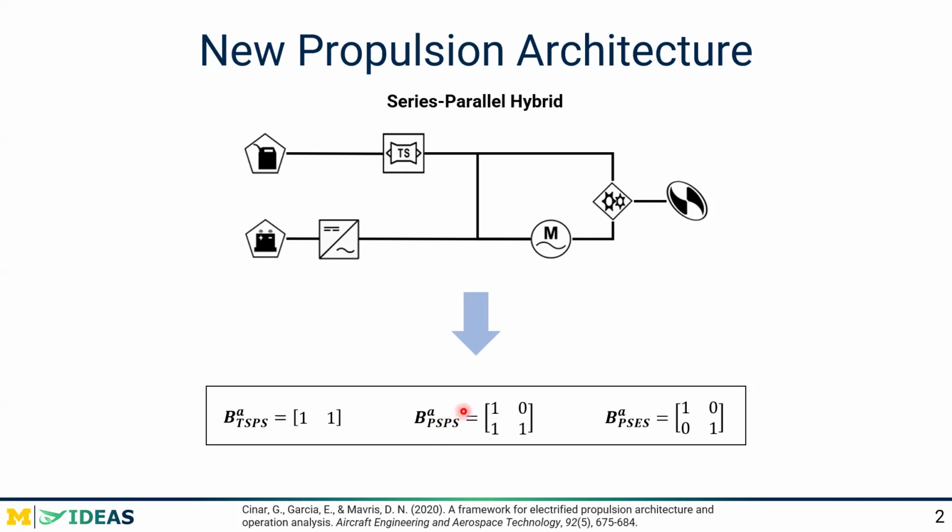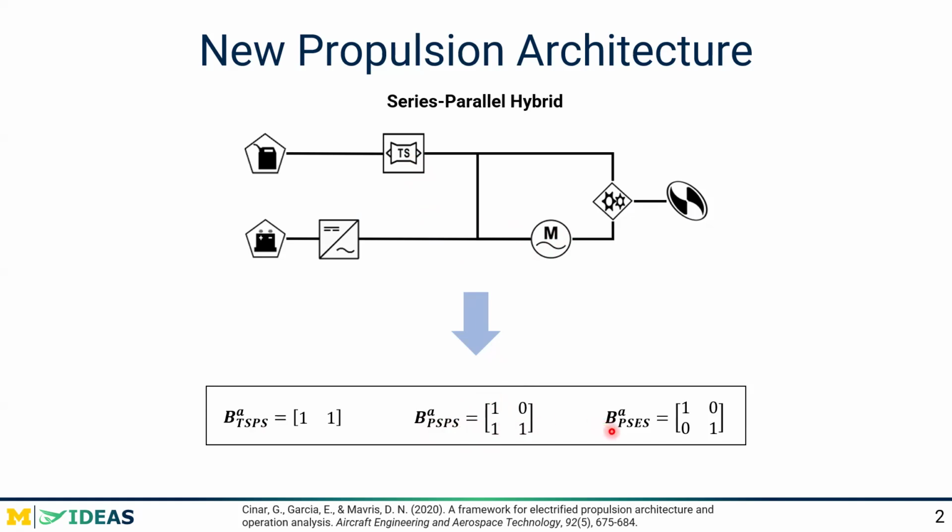Again, each power source drives itself, which is why we have the 1s on the diagonal. And then the turboshaft engine is also driving the electric motor, which is why we have the 1 in the 2-1 entry. And always remember that columns drive rows. So the turboshaft drives the electric motor.